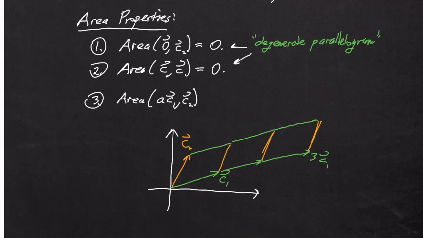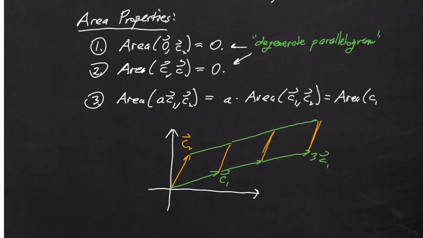So if I go back up here to this property, you can adapt this to show for any scalar that the A comes out. The area formed by AC1 and C2 is A times the area formed by C1 and C2. It also didn't matter that it was C1. Something similar would work if you scale C2. So hopefully that's not too controversial.